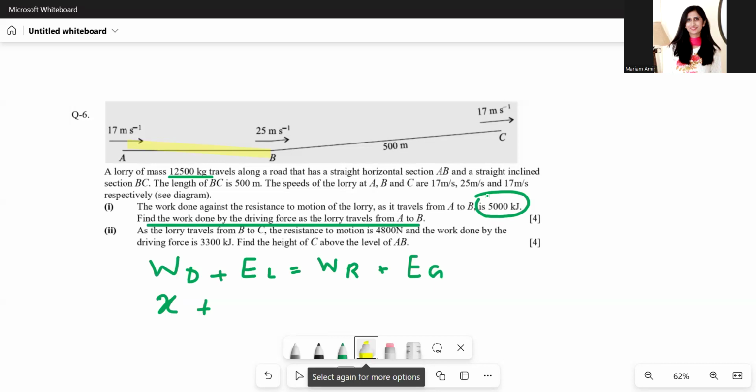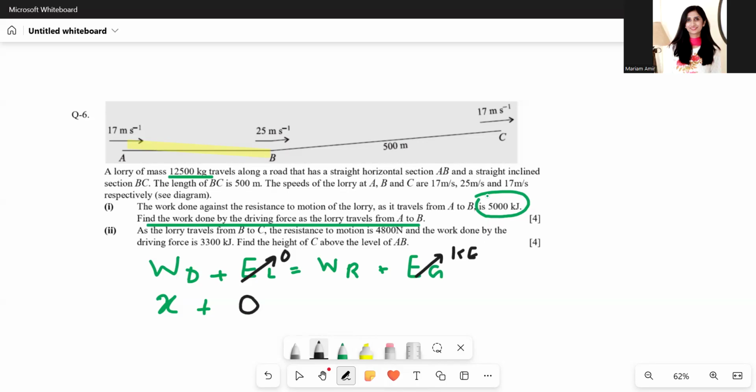It will increase because initially the speed is 17. Later the speed is 25. So there will be a gain in kinetic energy. I'm writing KE here. This will be gain in kinetic energy. And this will be 0 because potential energy has neither gain nor loss. So there's no loss in the system.